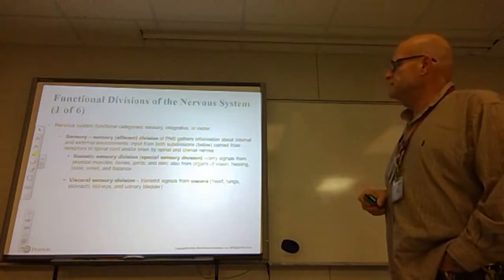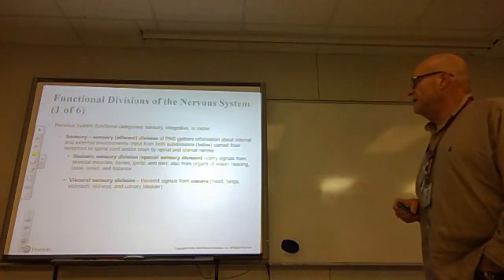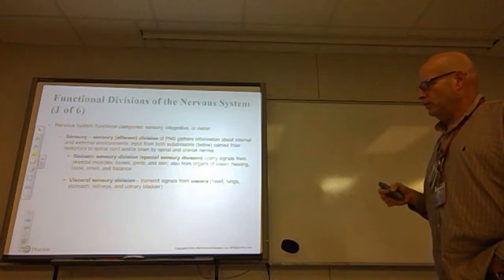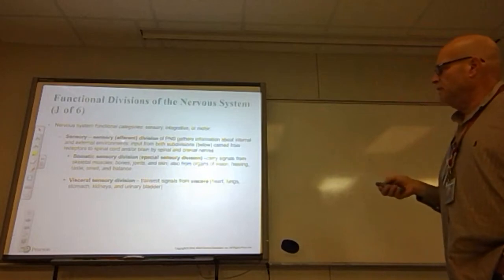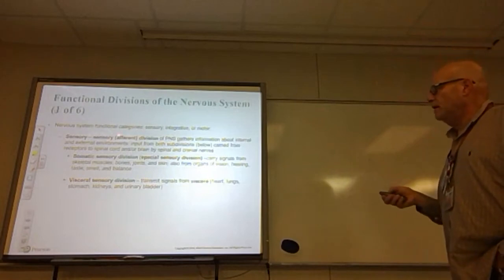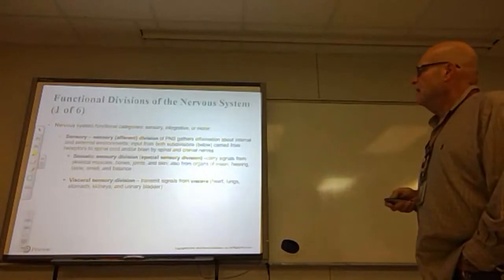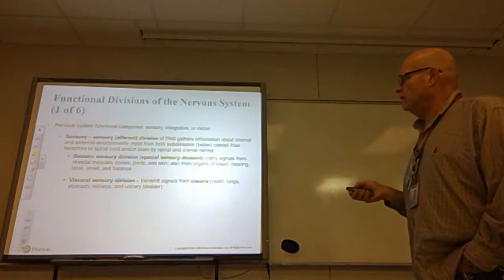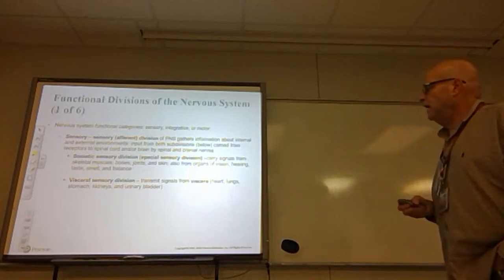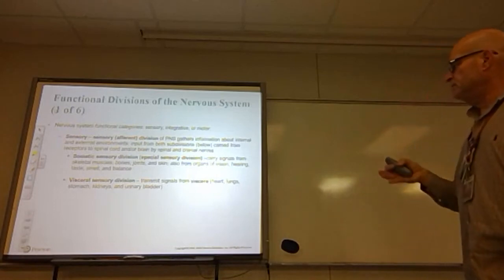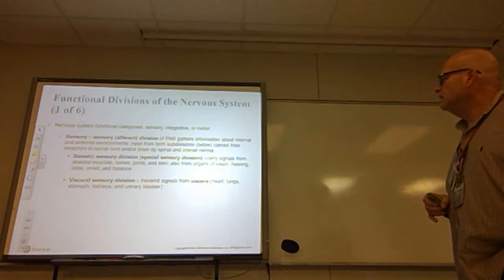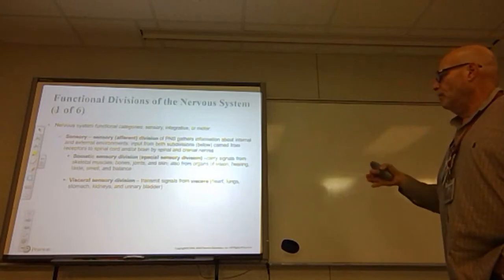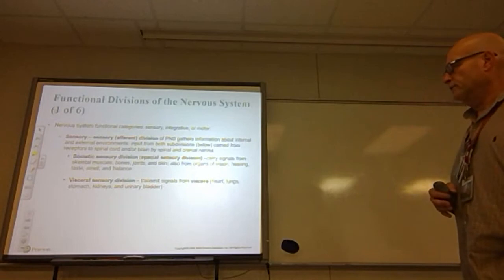The functional divisions: the nervous system is divided into sensory, integrative, and motor. Sensory nerves are the afferent nervous system. They gather information about external and internal environments. They collect that input from both subdivisions, which we'll talk about below. They carry signals from receptors to the spinal cord and/or the brain by the spinal and cranial nerves.